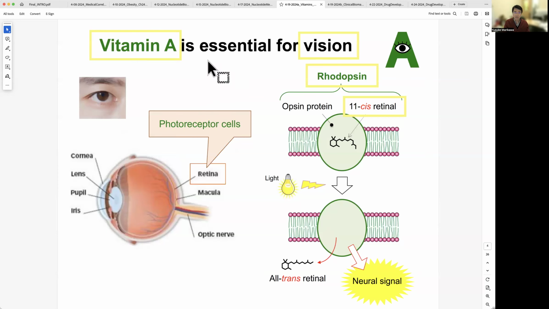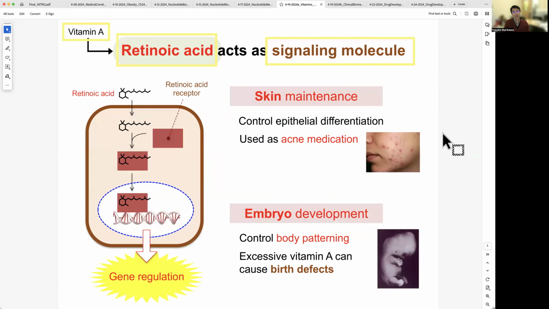11-cis-retinal, that's made from vitamin A, is a component of rhodopsin and responsible for receiving light. And also vitamin A becomes retinoic acid, which acts as a signaling molecule. Retinoic acid from vitamin A acting as signaling molecules.